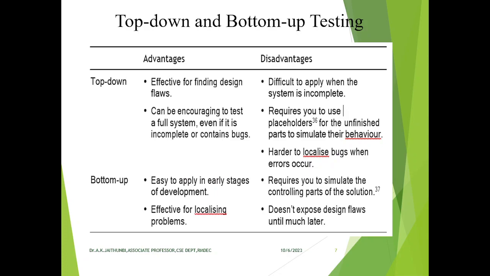In the bottom up approach, it is easy to apply in early stages of development. Right? It is effective for localizing problems because we'll solve the simpler task, then we'll merge them and then we'll find the solution for the complex one. The disadvantages: it requires you to simulate the controlling parts of the solution. It does not expose design flaws until much later.